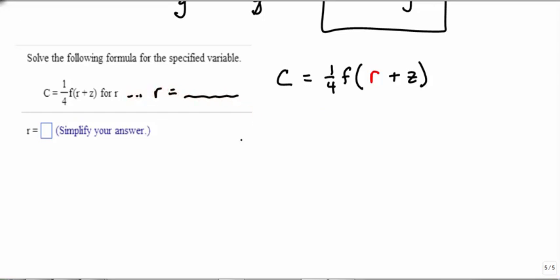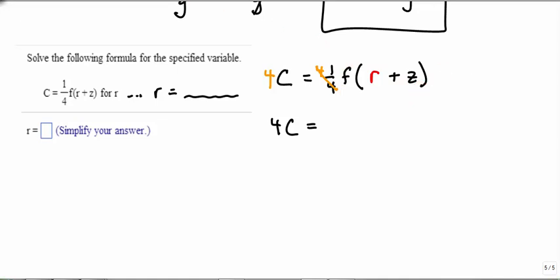Okay, well, I think on this one a good place to start would be to clear the fraction. Multiply both sides through by 4. Now when we do that, the 4's cancel on the right, and on the left I'm left with 4 cap C. And then what I'm going to have to do is break this r out of here, and I could do that by distributing through the f, or another thing I could do is divide through by f. So there's a couple different ways I could work this problem.